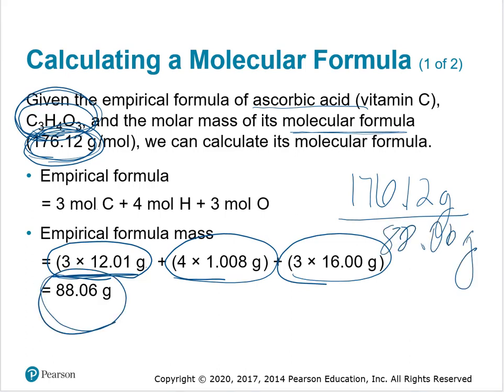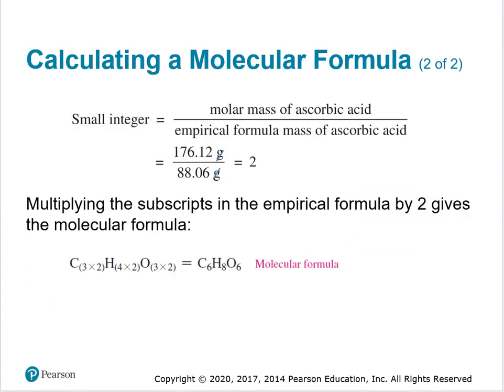When we do 176.12 divided by 88.06, we get 2. That means in order to find the molecular formula, we take everything in the empirical formula and times it by 2, giving us C6H8O6 for the molecular formula.